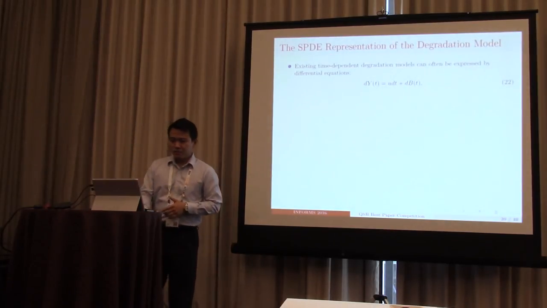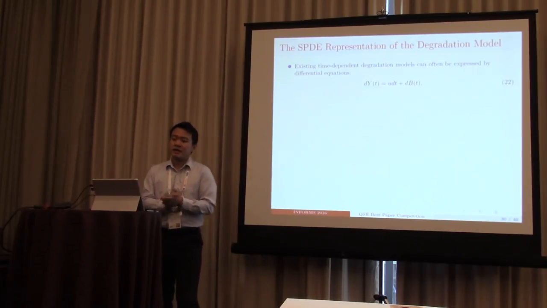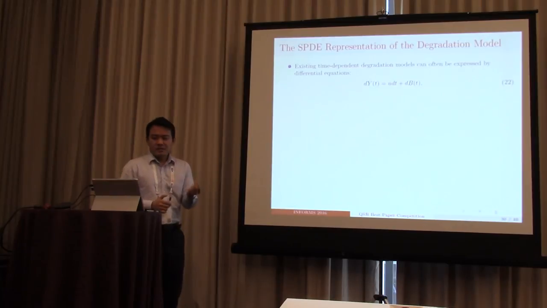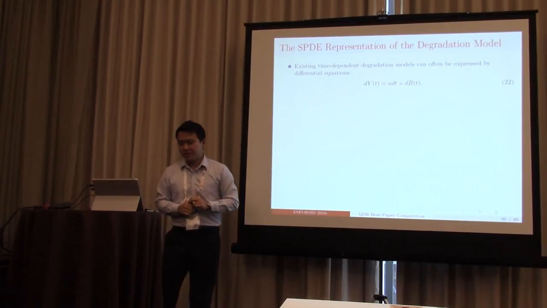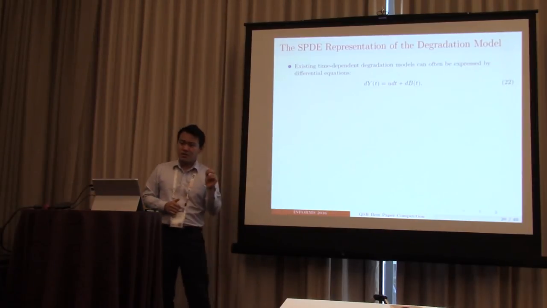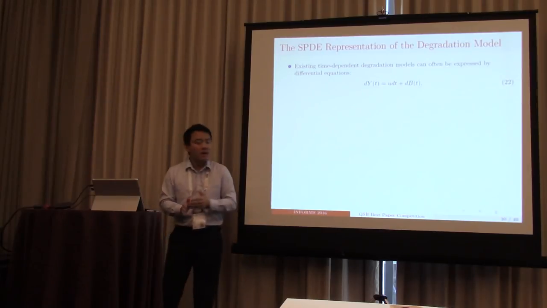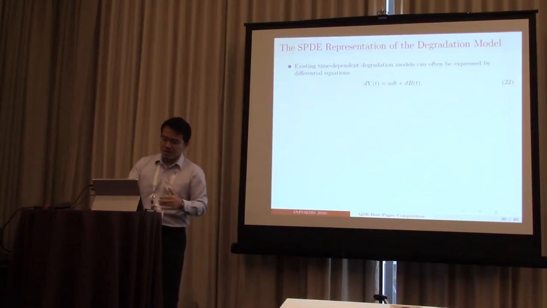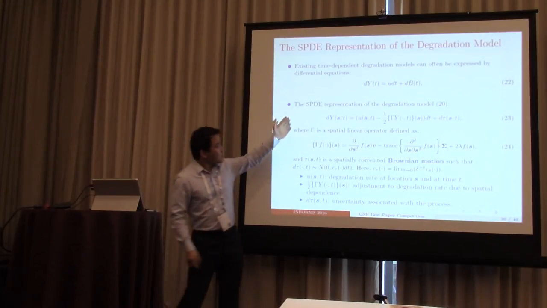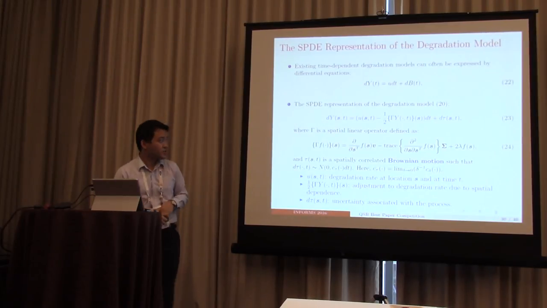Now, next, this result is interesting. Basically, it shows us how this proposed model connects to whatever we already have available in the literature. If you look at existing degradation models, many of them can be described by a stochastic partial differential equation like this. Two terms on the right side: U is a deterministic degradation rate, and the second term, B, is a random term. For example, it could be a Brownian motion, or a gamma process. It turns out our proposed model also has an SPDE representation.